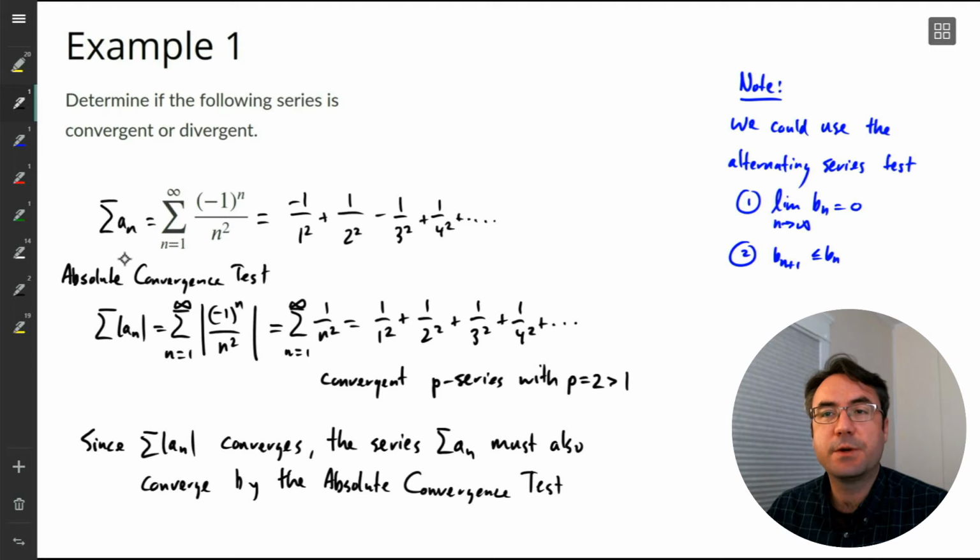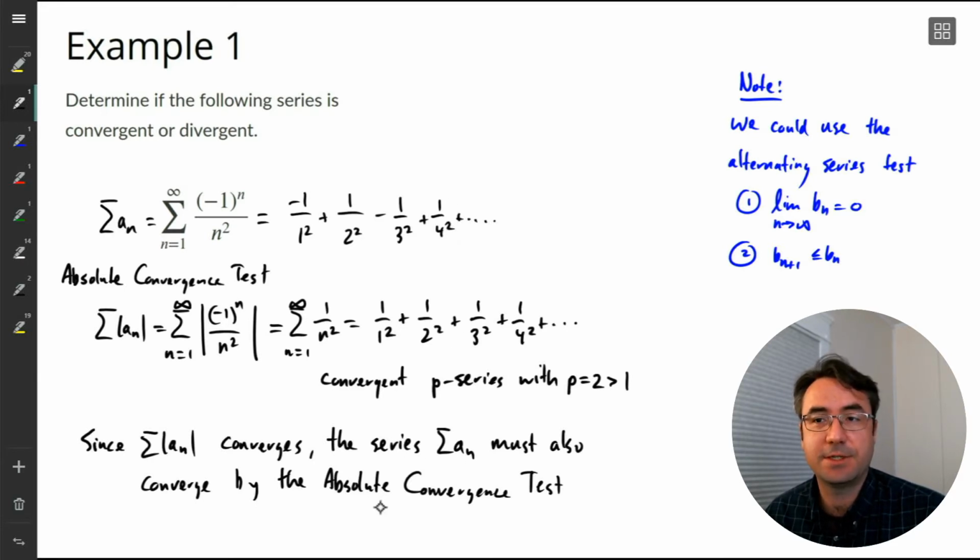So what we did is we were given this original series that had some alternating pieces here. Instead, we looked at a related series, not the exact same series, but a related one, this sigma absolute value an, and saw that it was a convergent p-series. And because this series converged, we were able to conclude that our original series also converged by the absolute convergence test.